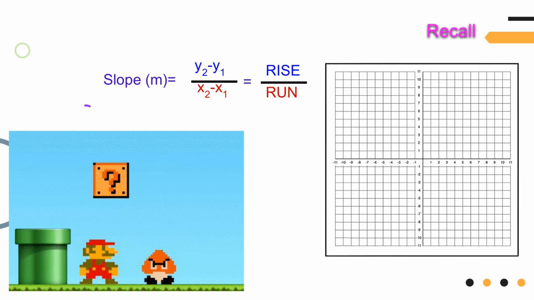If you remember, slope, m, is y2 minus y1 divided by x2 minus x1, otherwise known as rise over run. If you remember from my previous lesson, lesson 201, in the Super Mario comic, he has to jump up and then run forward in order to get whatever is in this box and then kill the little mushroom here. If you also remember that this is your y-axis and this is your x-axis.